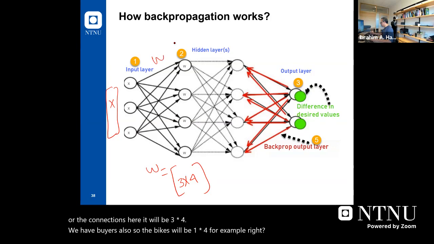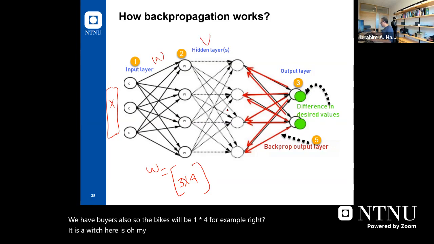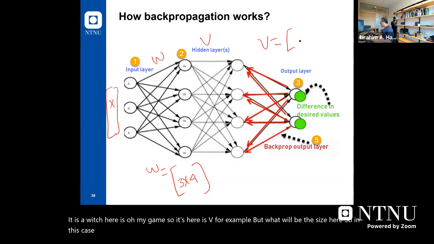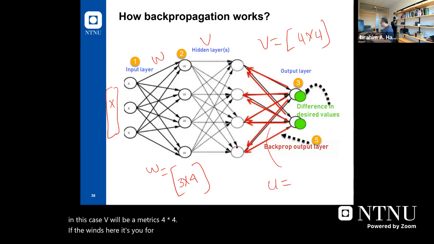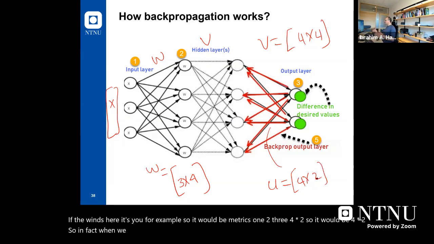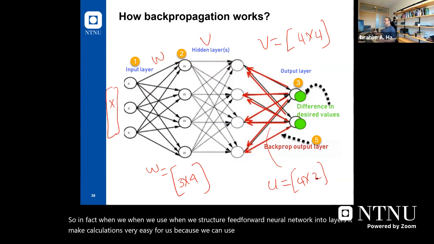If the weights here are omega, and the weights here are V, for example, what will be the size here? In this case, V will be a matrix 4 times 4. If the weights here are U, for example, it will be a matrix 4 times 2. So when we structure a feed-forward neural network into layers, it makes calculations very easy for us because we can use matrix notation to make calculations much faster.